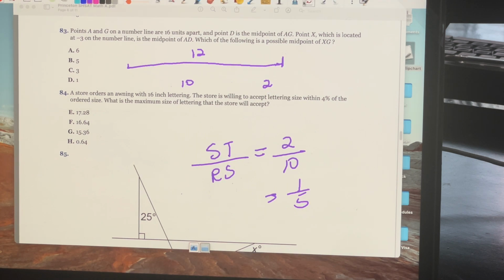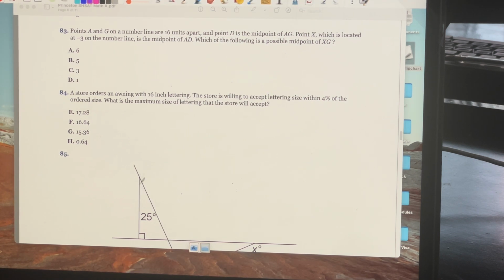83. Here we have, all right, so I highly suggest that if you get a question like this, you read the question and draw it out. There's a number line 16 units apart, so here's A and here's G. We don't know what A represents. So 1, 2, 3, 4, 5, 6, 7, 8, 9, 10, 11, 12, 13, 14, 15, 16. There you go, 16 units apart.